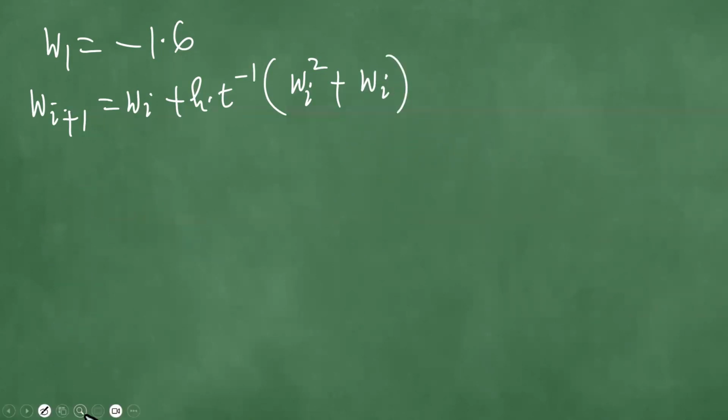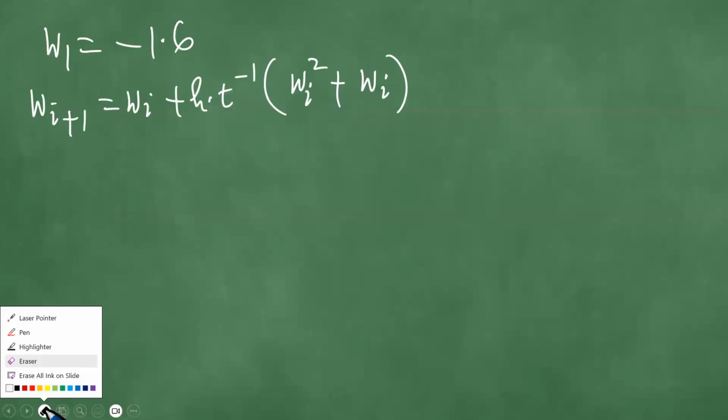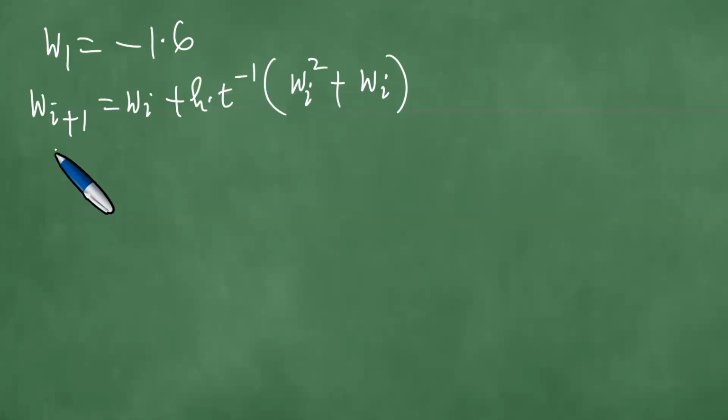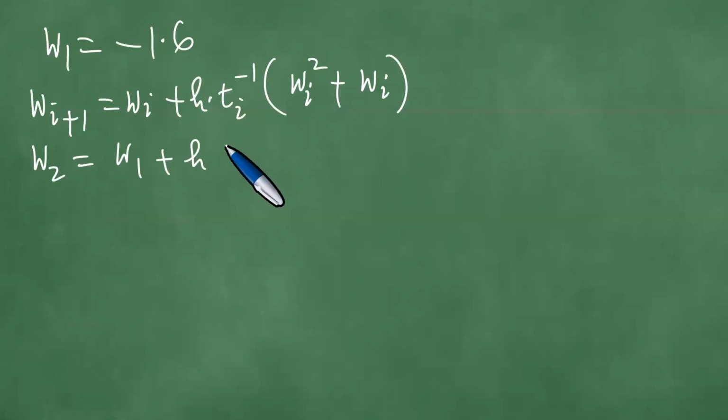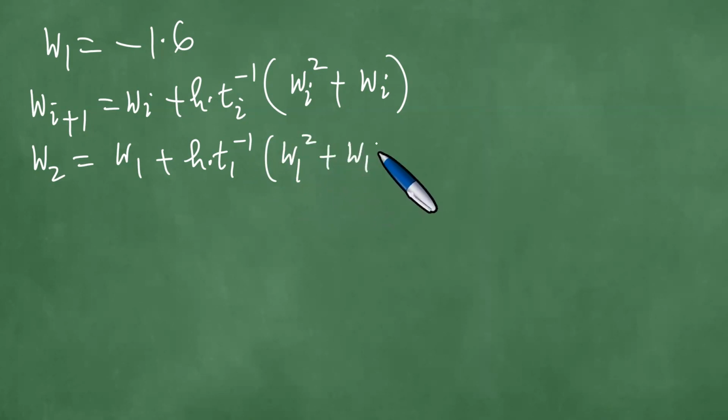All right, let's do W2. So when I is 1 here, H is fixed. So this is Ti, just note that. It's I here, because the T changes, but it's going to be T1, W1, 1.